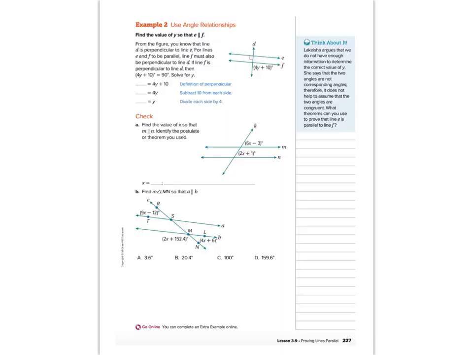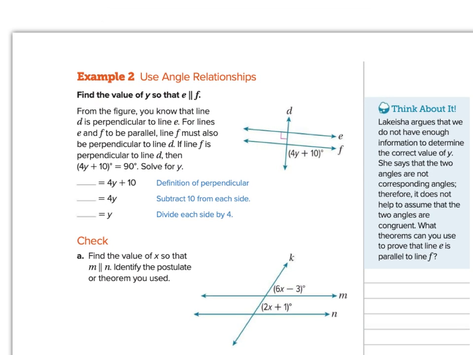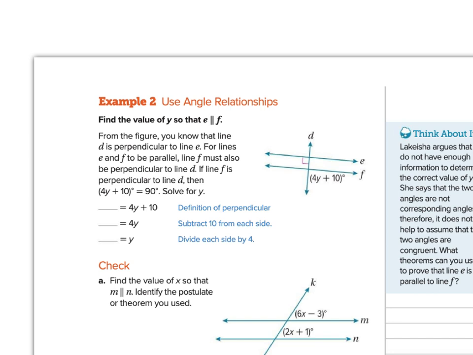Okay, so moving on again, now we start doing some information here. What values of Y would allow lines E and F to be parallel? Find the value of Y, so E and F. E is parallel to F. If that were the case, if those were parallel, then these two could be corresponding angles, which would mean they would be 90 degrees. And if they were 90 degrees, then this would also be equal to 90 degrees.